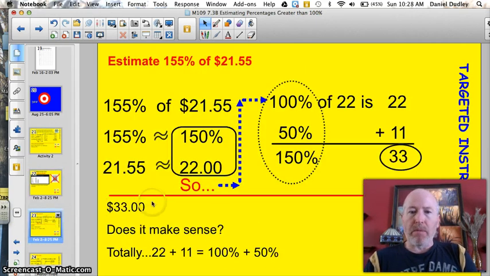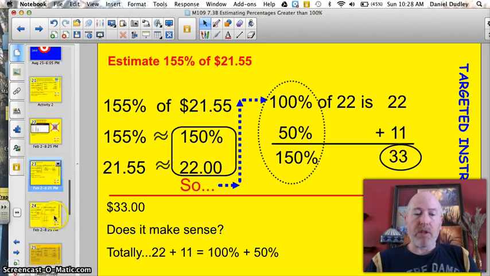All right, here's the first problem. Estimate 155% of 21.55. All right, write the problem. 155% of 21.55. So 155% is about 150%. 21.55 is about 22. So 100% of 22 is 22. Half of that, or 50%, is 11. So 150%, if I add these together, is 33. Does it make sense? Totally. 22 plus 11, that's 100% plus 50%. Slam bam, thank you ma'am.